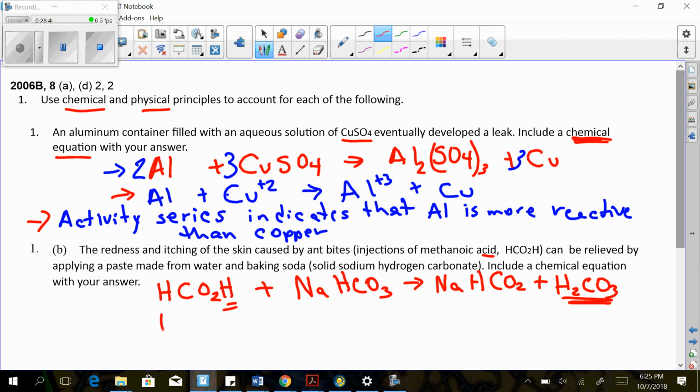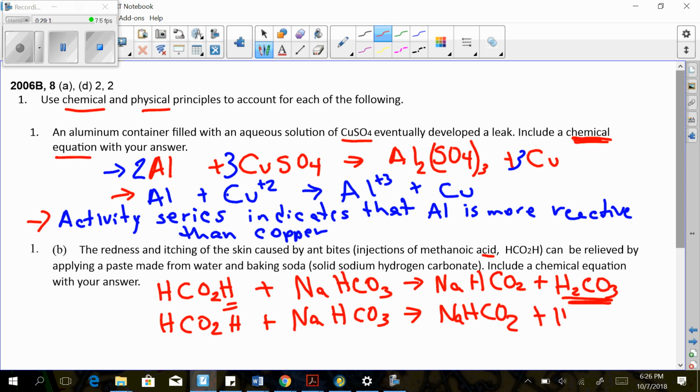And so what you really have going on here is you have your methanoic acid. When it reacts with that sodium bicarbonate, you get sodium carbonate, or sorry, sodium methanoate. And then the other product, this decomposes to H2O and CO2.